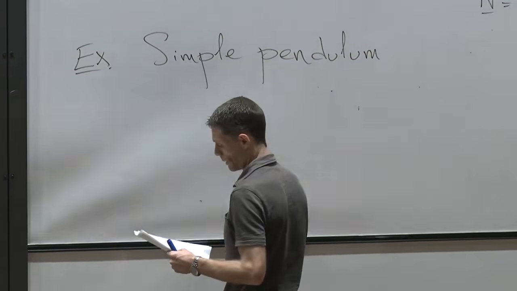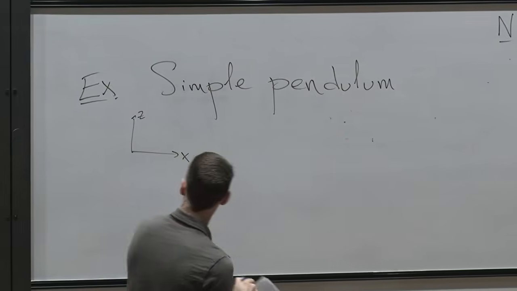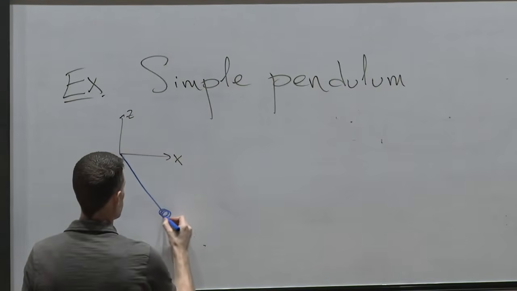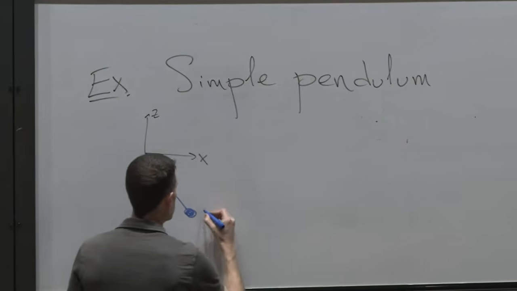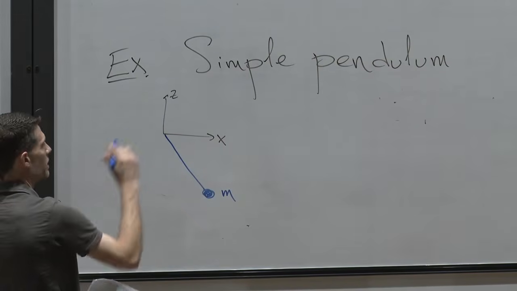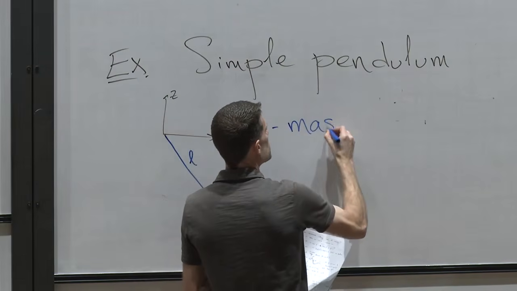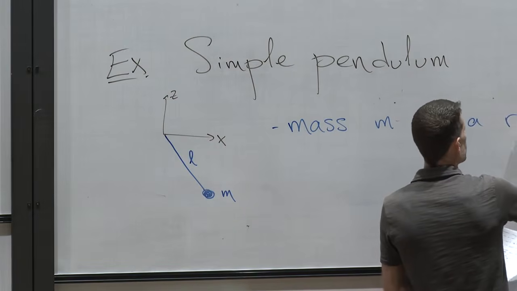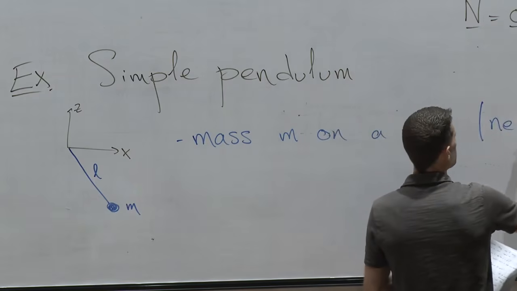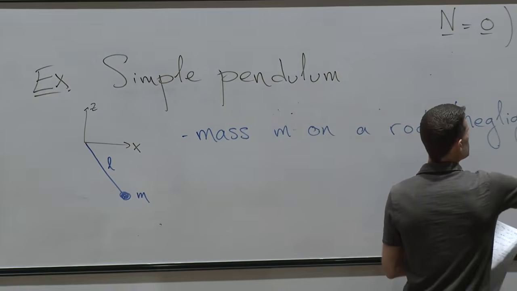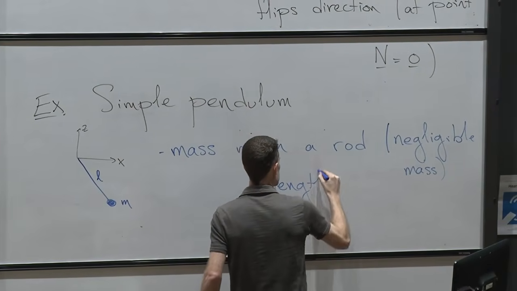A pendulum, a simple pendulum. What we mean by simple pendulum is that I have a mass sitting down here, and it's attached to the origin by some string or rod of length L. But the rod, we're going to suppose, has negligible mass.